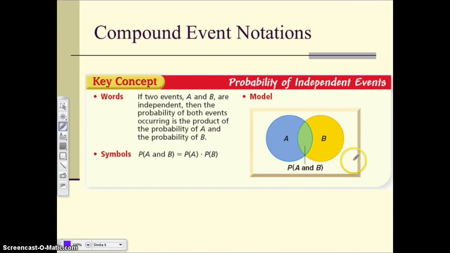Okay, here it is in a Venn diagram. Basically, here's what could happen in one event, and this is what we want. Here's what could happen in another event, and there's what we want. The probability of both A and B is where they overlap. That would be found by multiplying the probability of both.